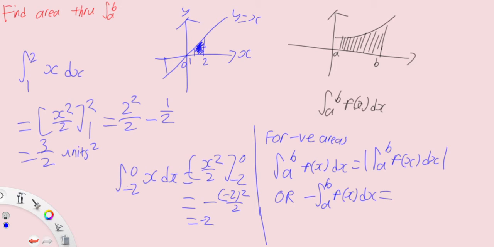Alternatively, if you are very sure that from a to b is completely negative, so let's say from minus 2 to 0 is completely negative, you can actually put the limits the other way around. So instead of integrating from a to b, you integrate from b to a, which will give you back the same answer, just that it's a positive value. All right.